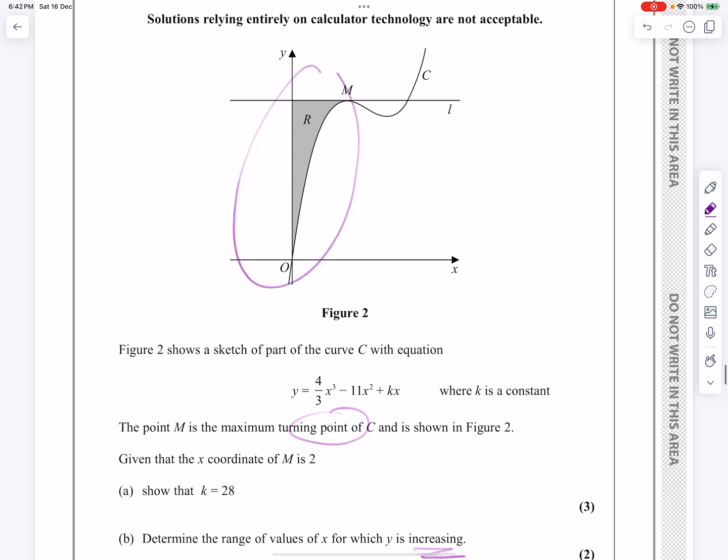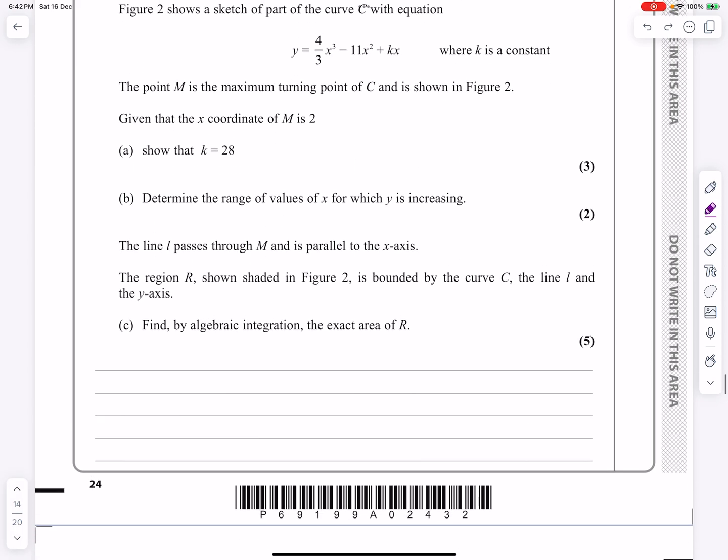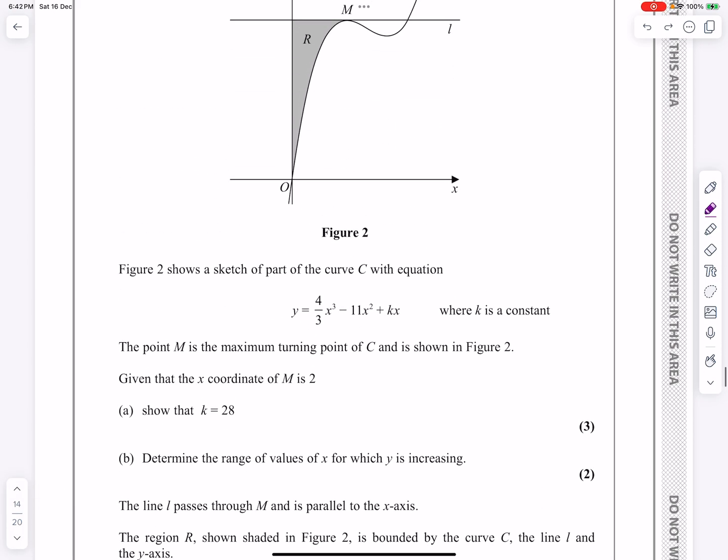But then as you can see, the last part is going to be working out an area, which is obviously going to be integration and area under a curve. So two different topics within the same question. Let's just have a look at it then.